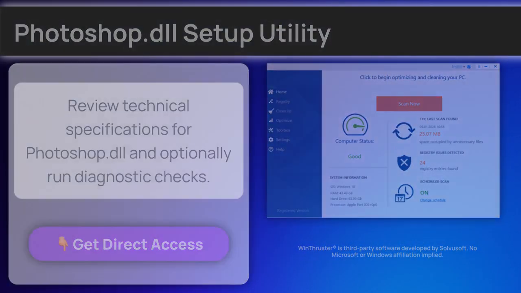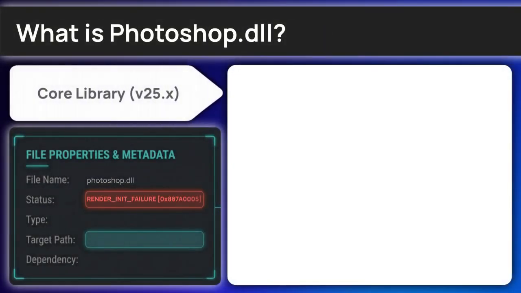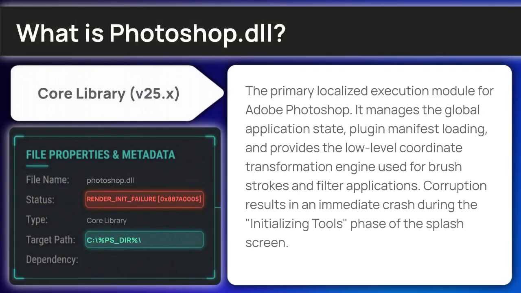This is the Photoshop Library, the primary localized execution module for Adobe Photoshop. It manages the global application state, plugin manifest loading, and provides the low-level coordinate transformation engine used for brushstrokes and filter applications. Corruption results in an immediate crash during the initializing tools phase of the splash screen.